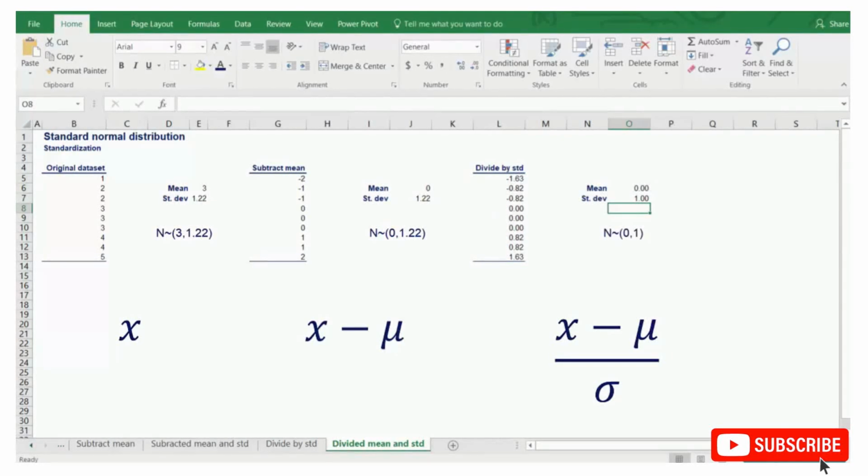This is how we can obtain a standard normal distribution from any normally distributed dataset. Using it makes predictions and inference much easier, and this will help us a great deal in what we will see next. Thanks for watching.